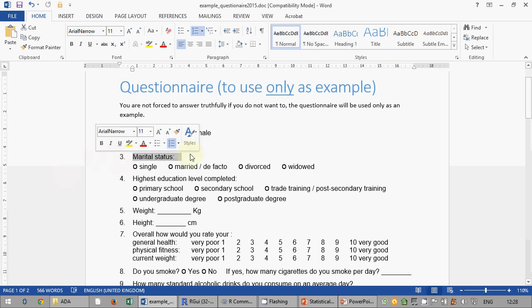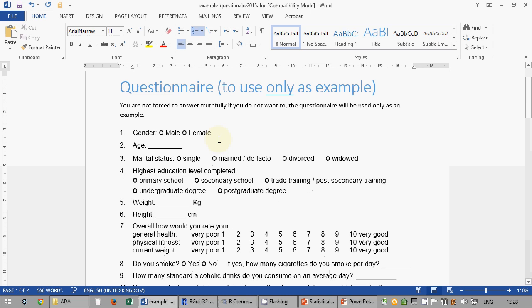Okay, marital status. Okay, well, single, married, de facto, so married or similar, divorced, widowed. Okay, circles. This is a nominal variable, obviously. Okay, unless you believe there is an order between singles and married and divorced and widowed, but I don't think so.